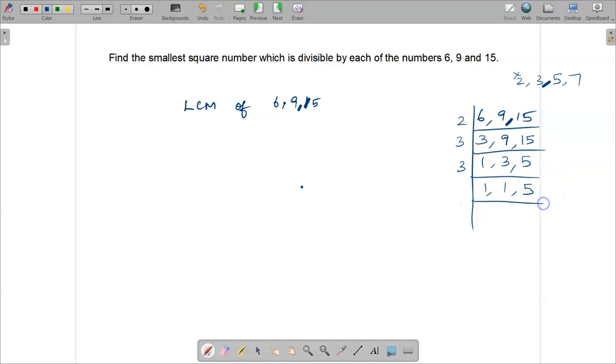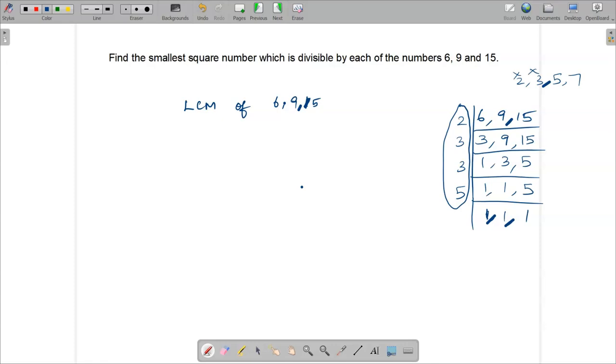So next, these two numbers have become 1, so no need to consider that. So only 5 is there. So 2 table will not be applicable, 3 table will not be applicable, only the possibility is 5, right? So when you apply the 5 table, these two will become 1, 1 as it is. So 5 1s are 5. So what are all the numbers available here? Those numbers we have to multiply and find the number. Then we have to check whether it is a square or not.